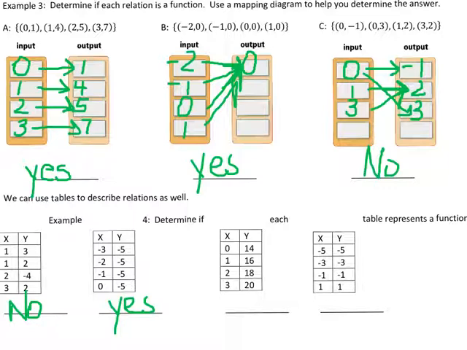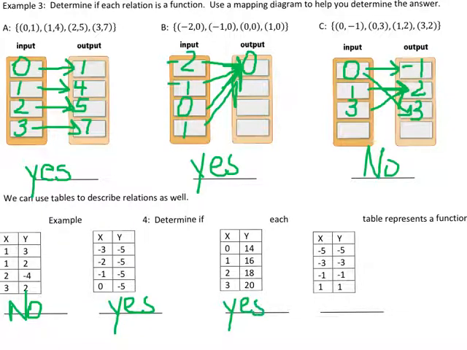The next table has 0 paired with 14, 1 is paired with 16, 2 is paired with 18, and 3 is paired with 20. None of these repeat, so that means that each x has its own y, so that is a function.